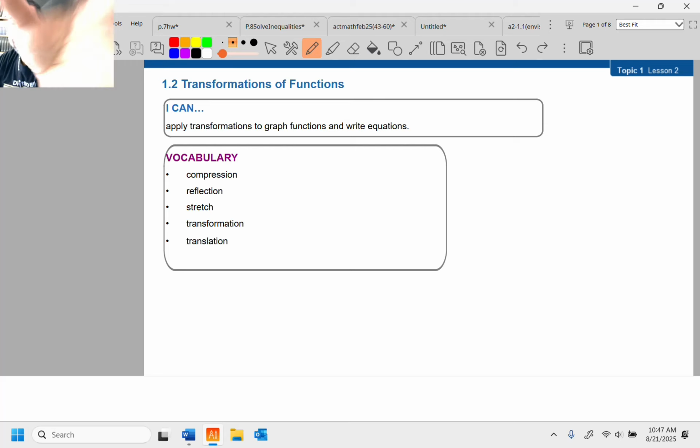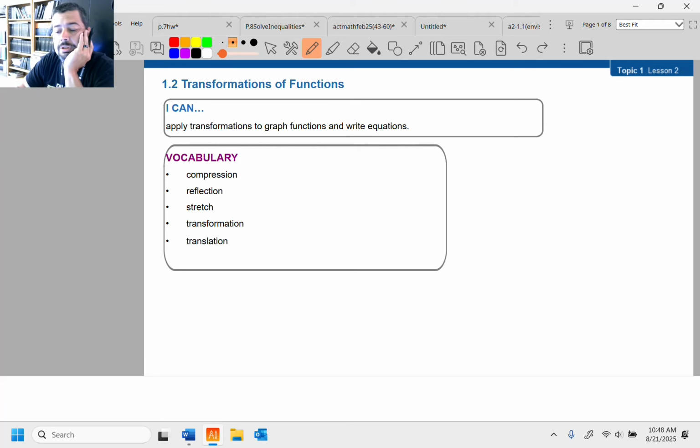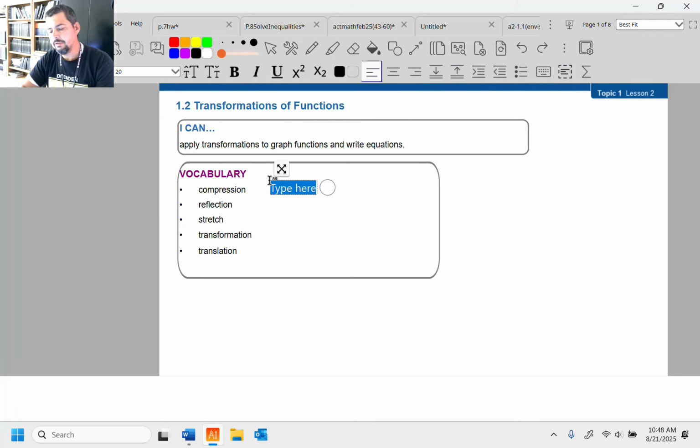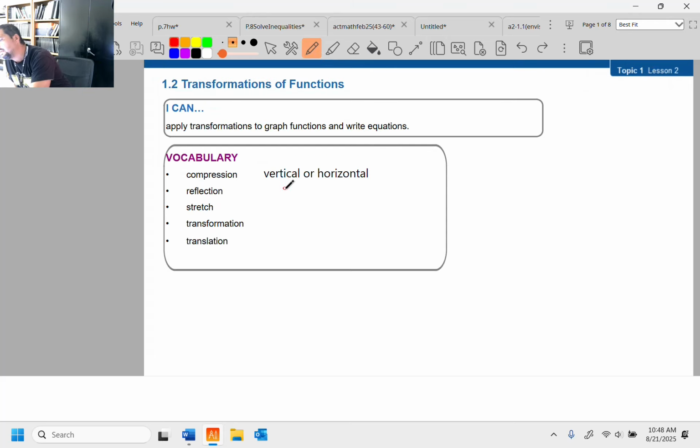Alright, so we're looking at 1-2 transformations of functions. We got some vocabulary here, like compression. A compression can either be vertical or horizontal. It can be one of the two. If you talk about a vertical compression, it would take a graph, and I'll just do absolute value, and it would literally just shove it down. It'd push it down.